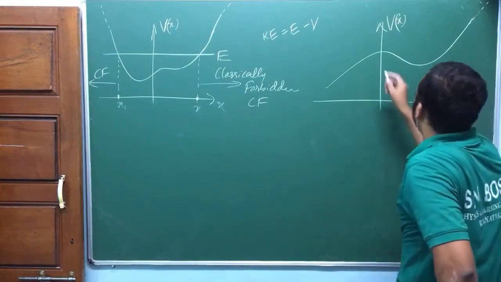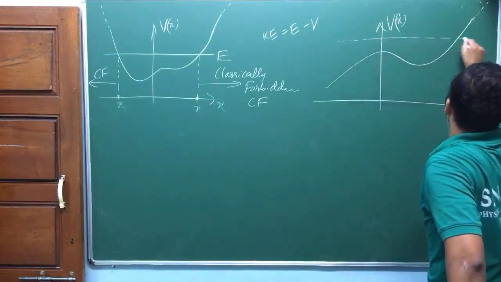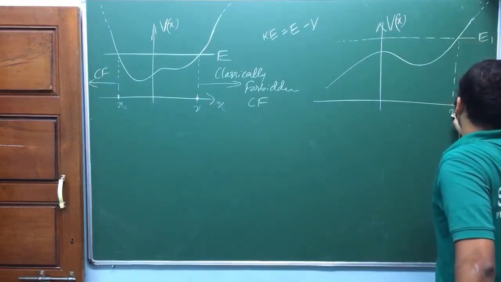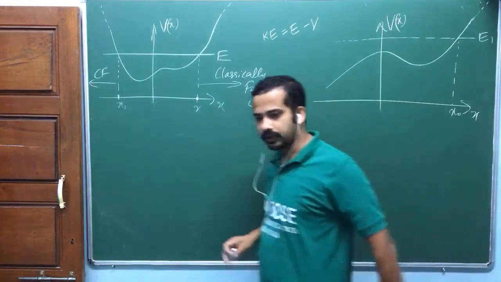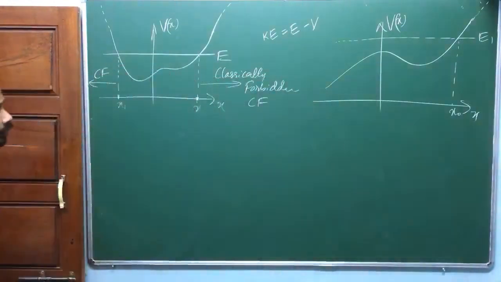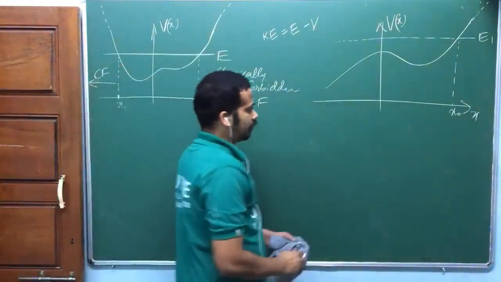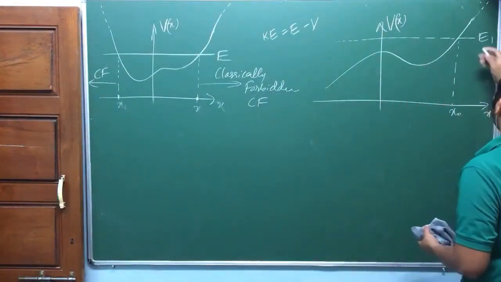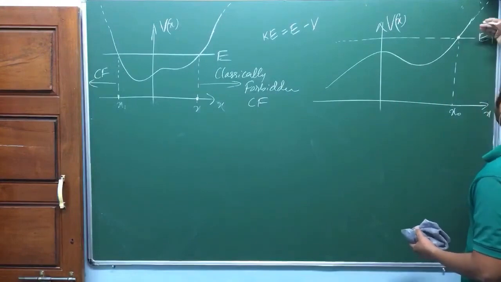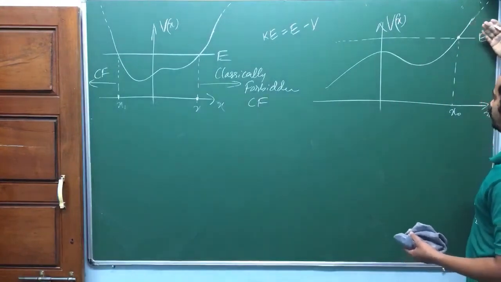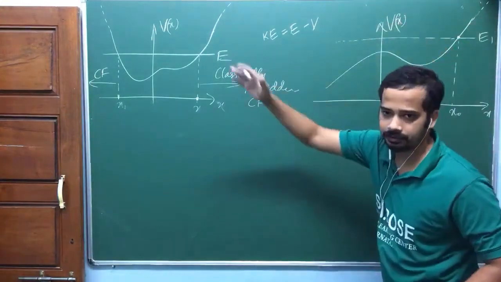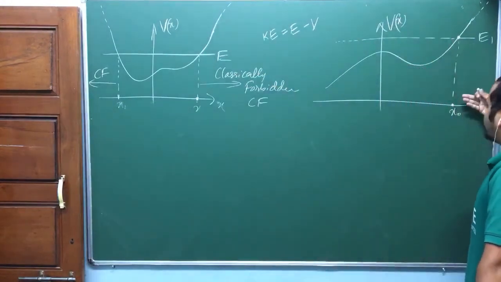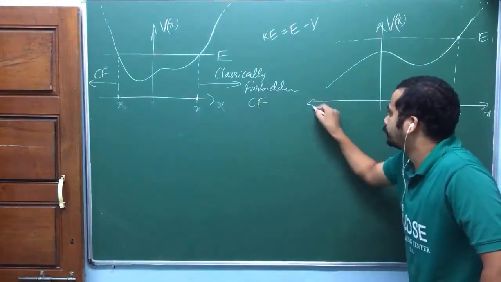Now let me take two situations. One situation is energy E1 here, and I call this point some x0. Classical turning point again. Now you have two options here. You can put a particle here with this energy and leave it. What will it do? It will slide off, am I right? If you leave the particle here with this potential, it will go out to minus infinity.